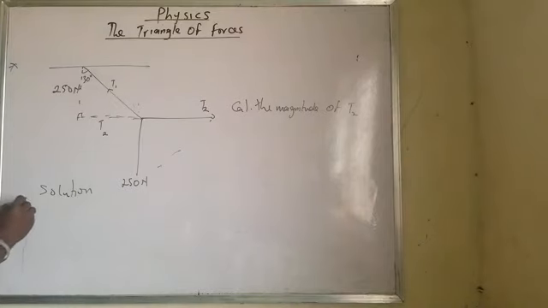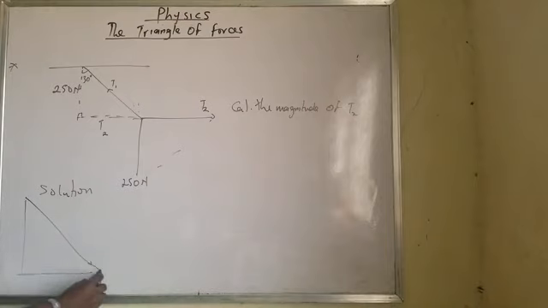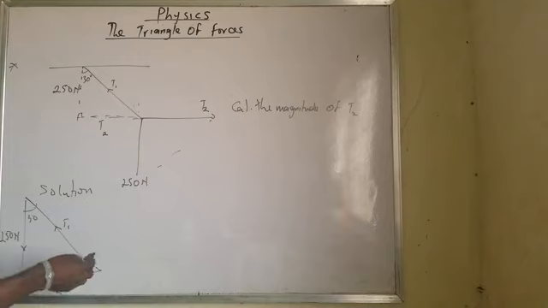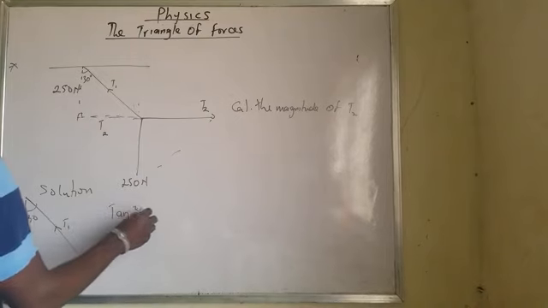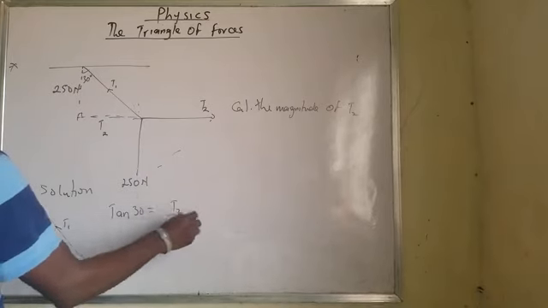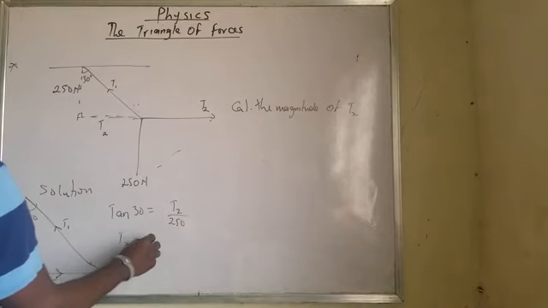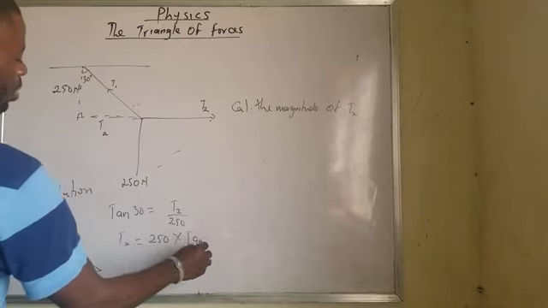Indirectly, I'll be having something like this. I will be having this as 30 degrees. Don't forget, we are talking about force in this direction. There must be a direction on it. Here will become 250 Newton, and here your T2, your T1. Tan 30 will be equal to T2 divided by 250. By having this, my T2 will be equal to 250 multiplied by tan 30.